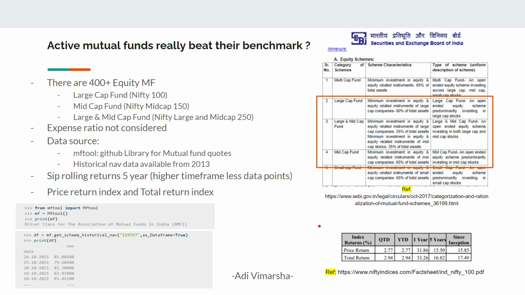One thing to note here is that for all these benchmark indices, the data we get is a price return index. This is a picture from the actual fact sheet of the Nifty 100 index from the NSE website. What it says is the price return for the Nifty 100 for the last 5 years was 15.5%, but the total return is 16.82%. The difference comes from the dividends that these 100 stocks have given in the last 5 years. So total return represents the price movement as well as dividend income, and price return represents only the price of the constituent stocks.